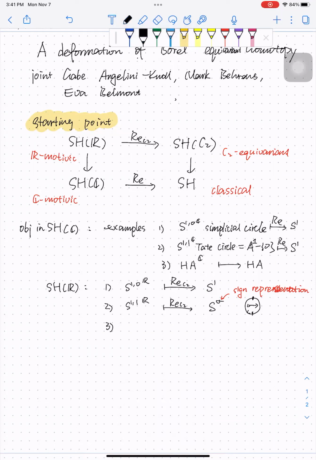In the third case, an R-motivic Eilenberg-MacLane spectrum associated to the abelian group A is realized to the corresponding C2 equivariant Eilenberg-MacLane spectrum associated to the constant Mackey functor. So this is the constant Mackey functor. And the notation is A with the underline.